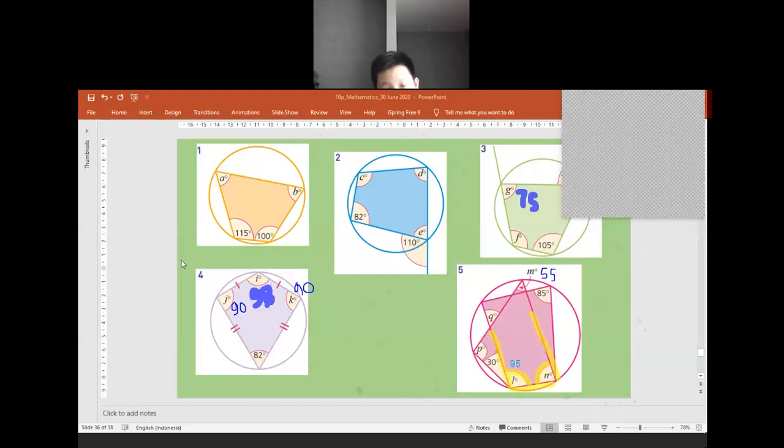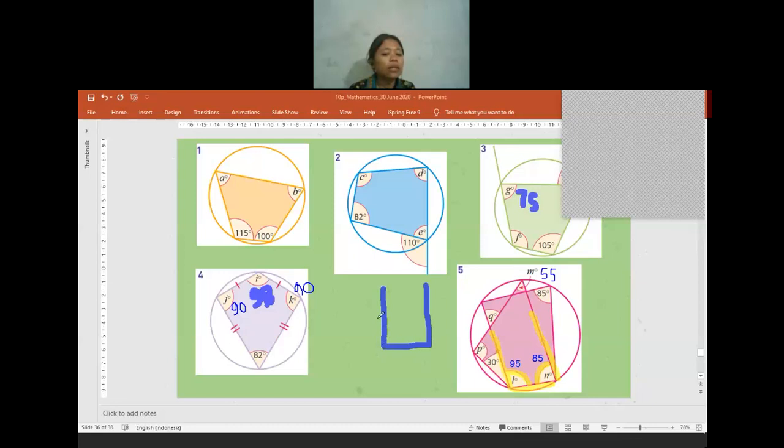Is there anyone who disagrees with my answer or is confused? It's okay. Is there anyone who has difficulties? No? If no one asks me any questions, let us continue to find the S. How many degrees is angle S?